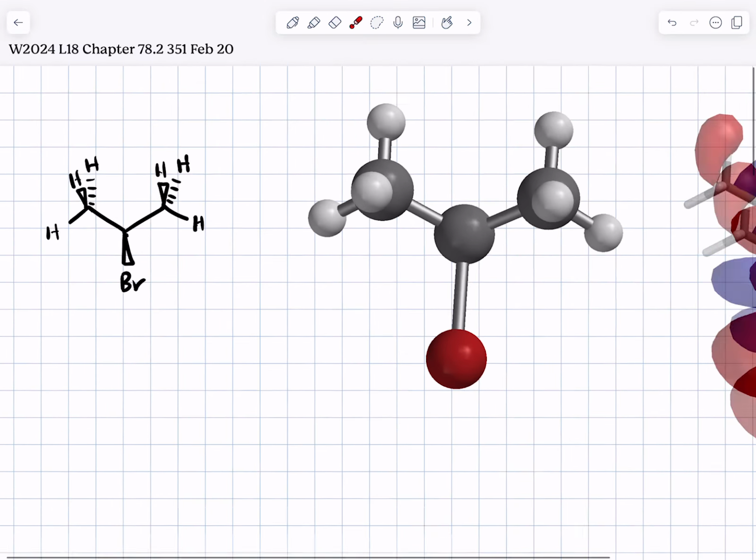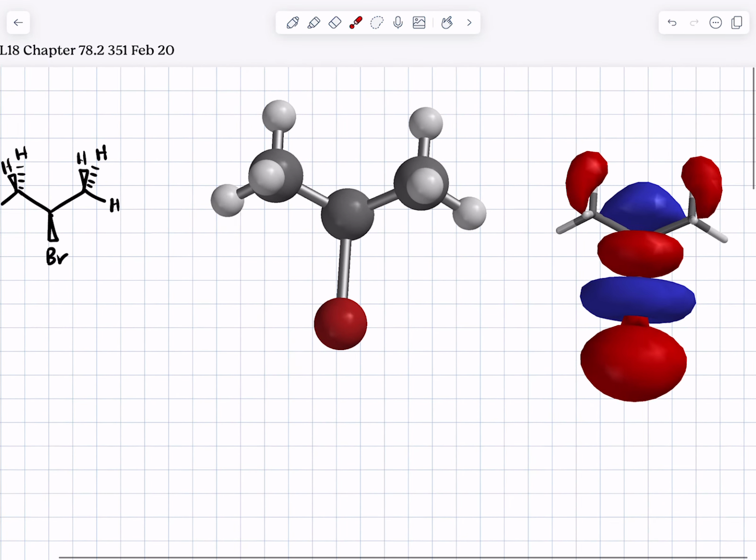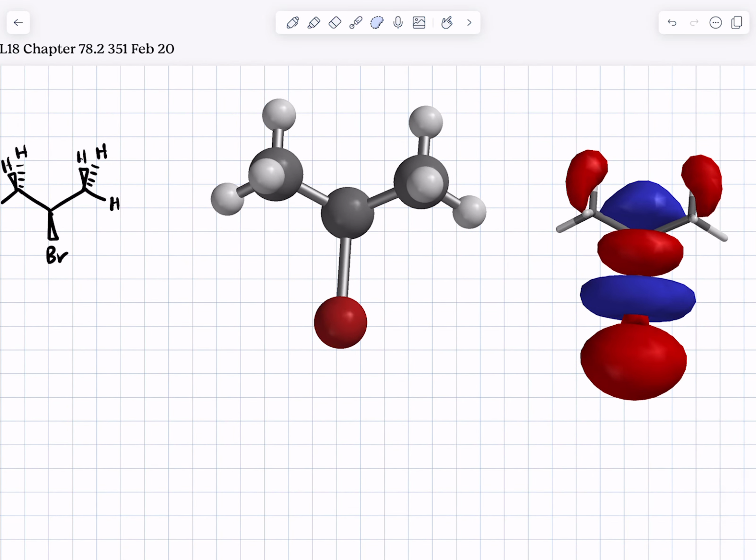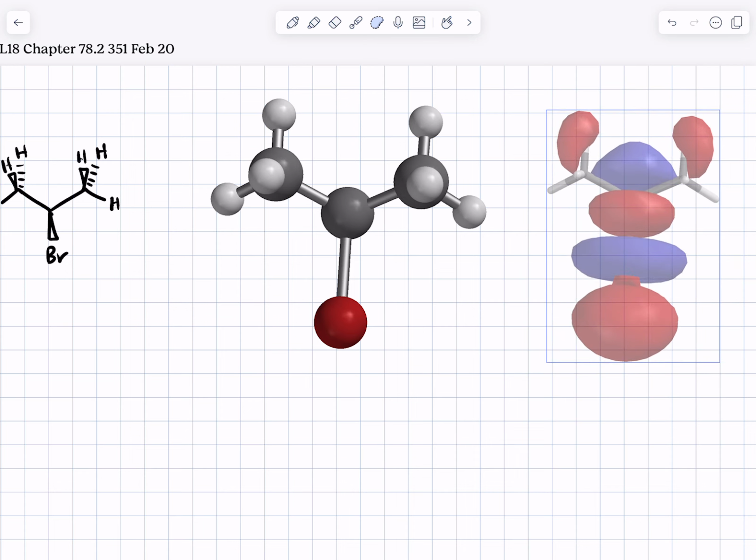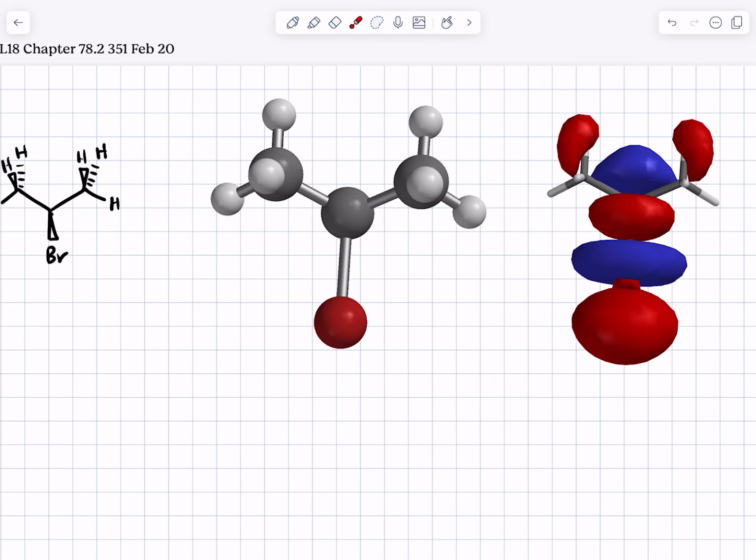All right. And then here is the calculated image of what the LUMO is. And it looks like the carbon-bromine sigma star. Here is the node in between the two nuclei.